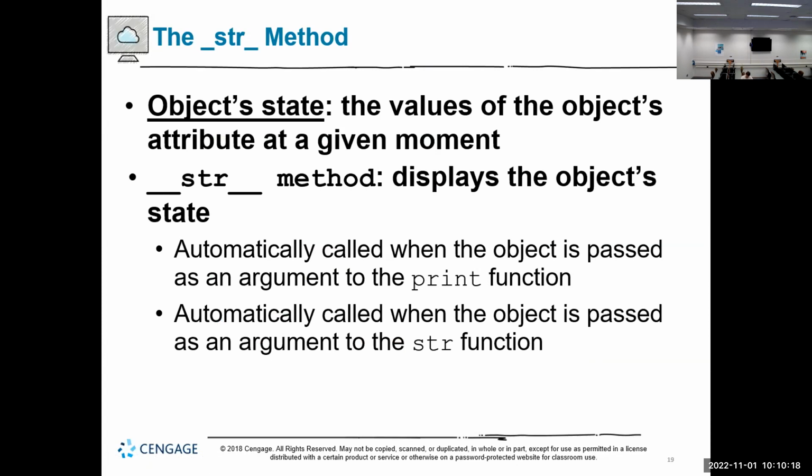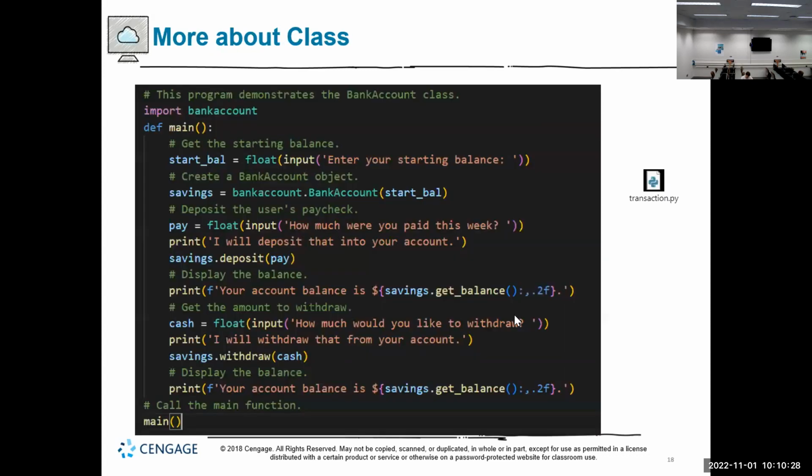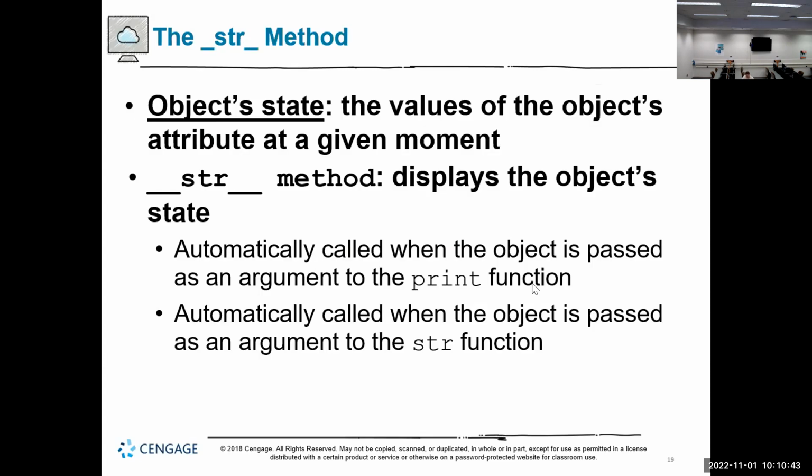So think about a coin. At the beginning, you have the value of the object attribute of the coin. At the beginning it's a head, but after you toss it, it can be head or tail. The same with the bank account here. At the beginning, you have a starting balance, but after you do a deposit and a withdrawal, you have to update it. It's the current balance you have here. So object state is the value of the object attribute at a specific moment. And the string method displays the object state.